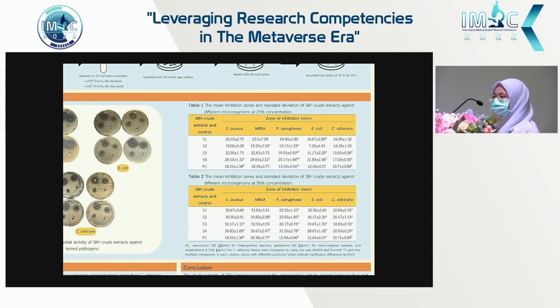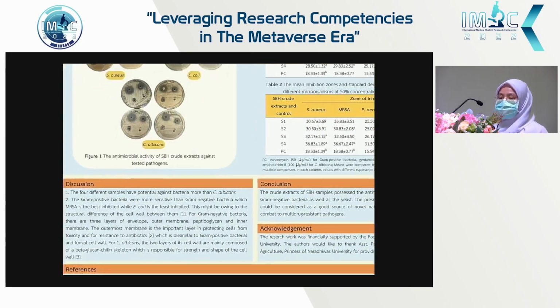For table 2, the result is the same as table 1. So we can conclude from this that sample 4 is the most effective extract against the majority of pathogens we have tested.